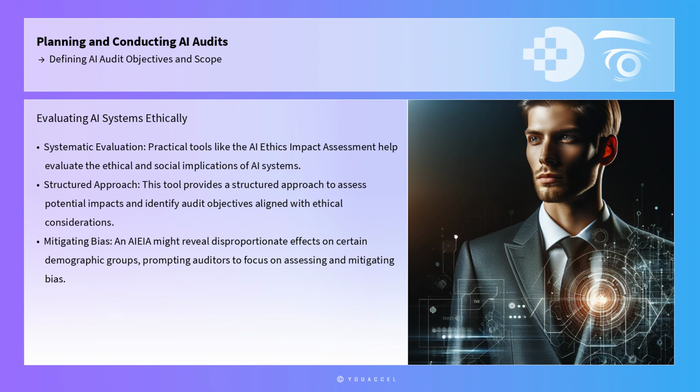Practical tools such as the AI Ethics Impact Assessment can be employed to systematically evaluate the ethical and social implications of AI systems. This tool provides a structured approach to assess potential impacts, facilitating the identification of specific audit objectives aligned with ethical considerations. For instance, an AI EIA might reveal that a financial AI system disproportionately affects certain demographic groups, prompting auditors to include objectives focused on assessing and mitigating bias.